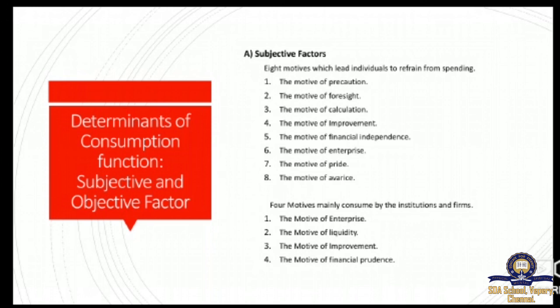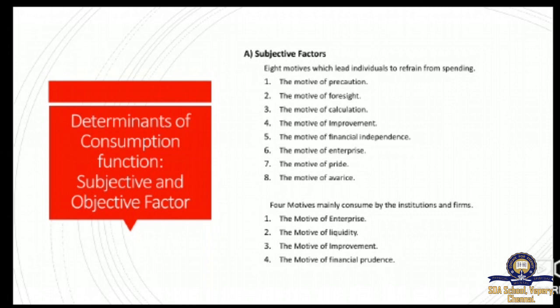The next one is the motive for improvement. They can make improvements to raise their income. How can they raise the income? By adopting new technology, new management, successful management. Because of all those things, they can have an improvement, so they can consume less. And the fourth one is financial prudence.